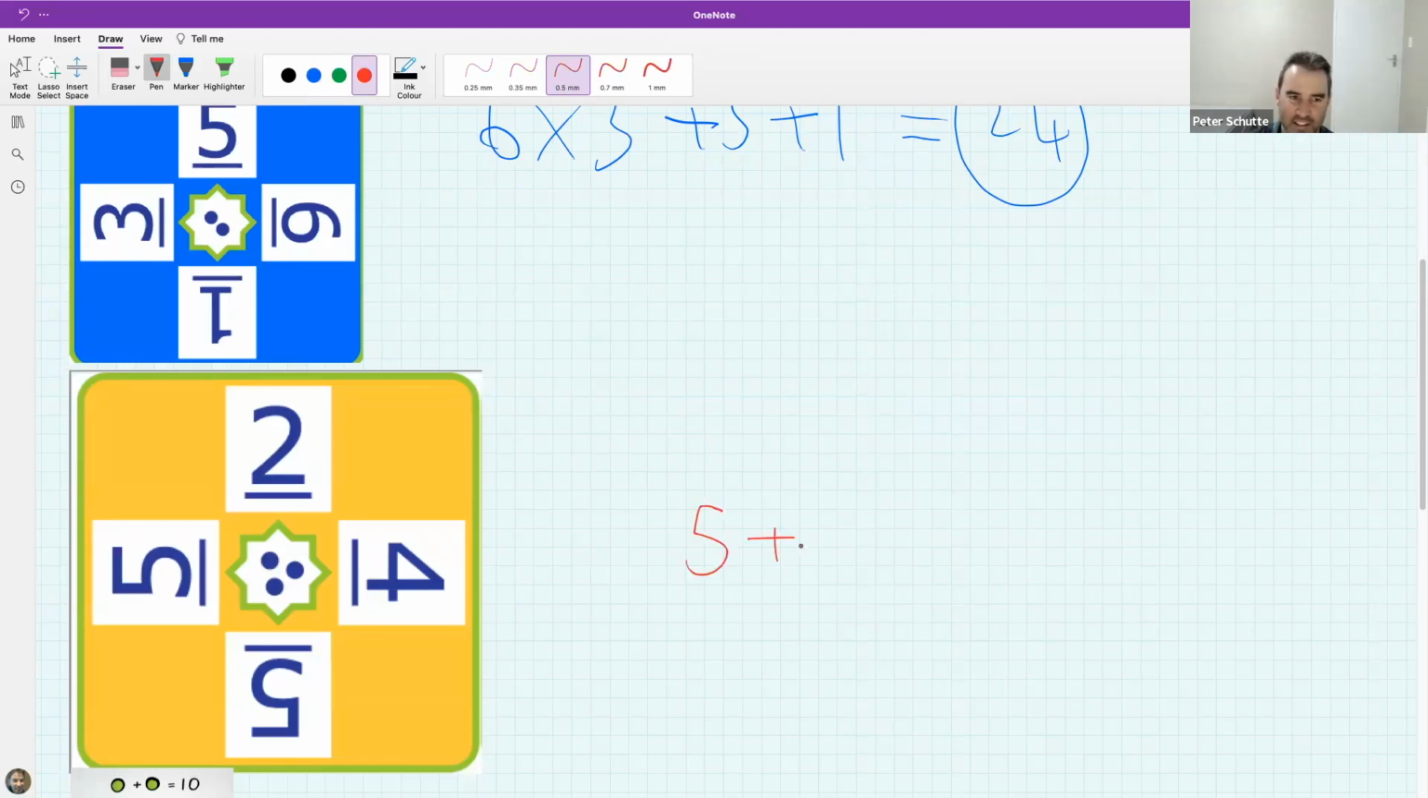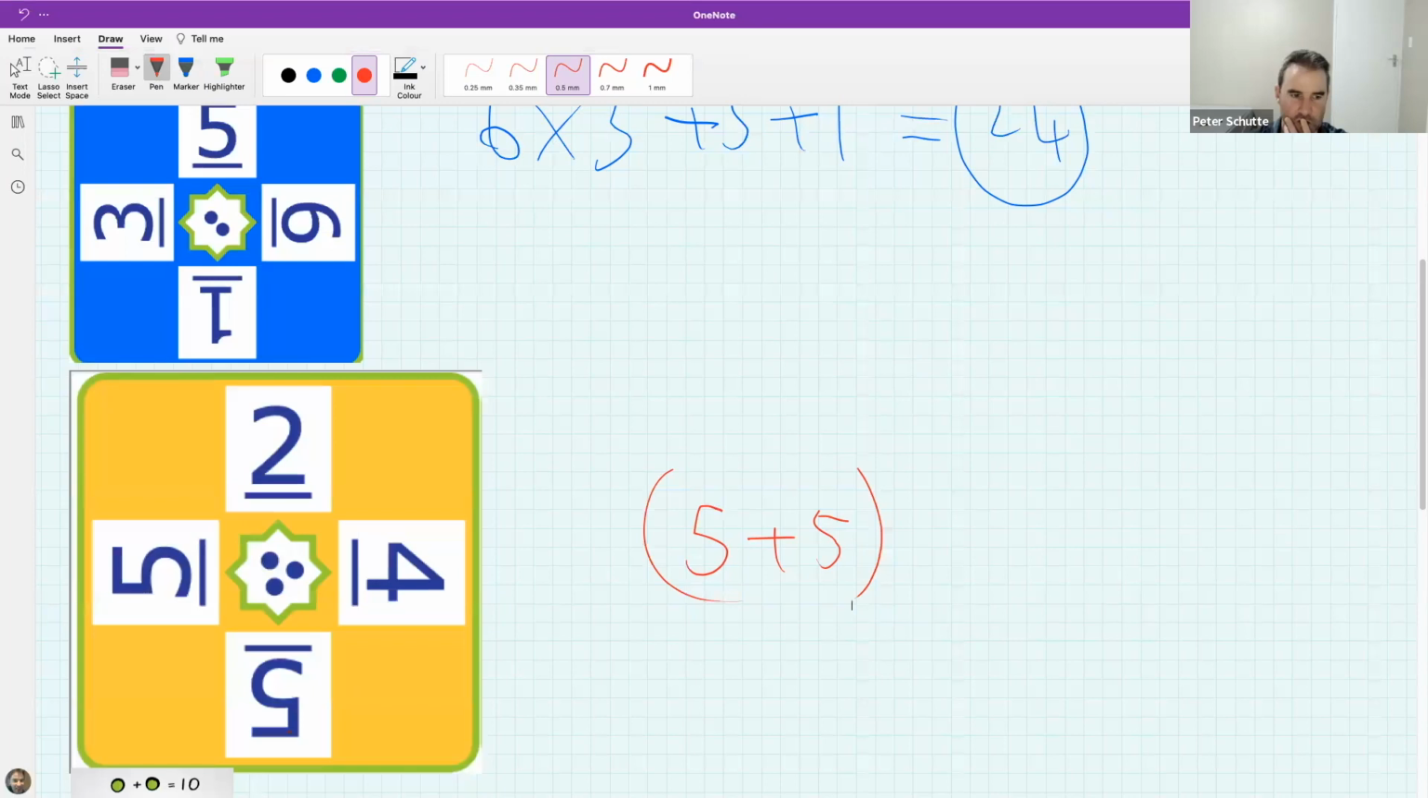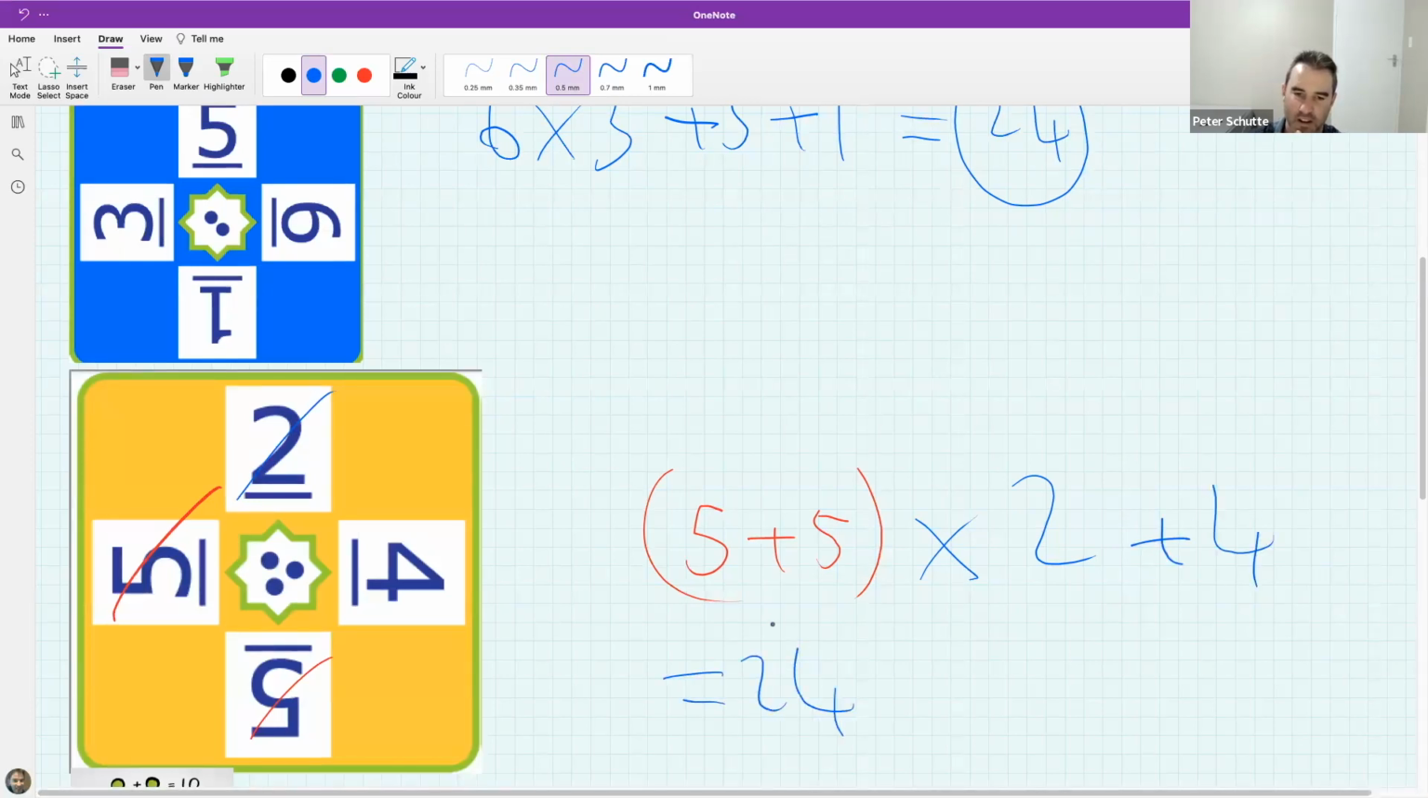So I think a very clever thing to do, and Rafense has spotted this, is go 5 plus 5 and put a bracket around it. And then what happens? So you use the 5 and you use this 5. What do I do next? So I think Rafense has got it. You go 5 plus 5 is 10, and then you say times 2, and then you add 4. That gives you 24. Well done, everyone.